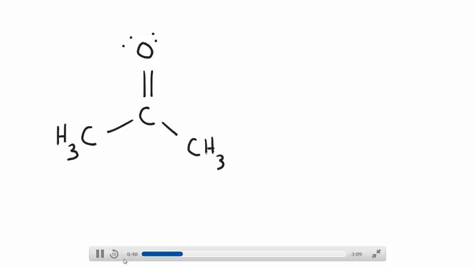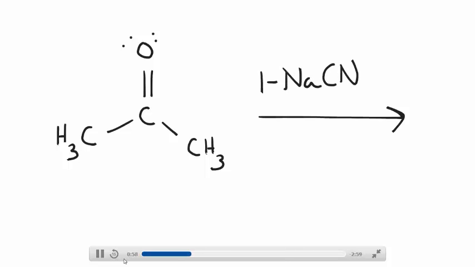So we're going to use a ketone. I'm not going to make it a very complicated ketone. And on your arrow, what you're going to do is have a 1-2 kind of a reaction. First off, you're going to add sodium cyanide. It's very important that it's sodium cyanide.